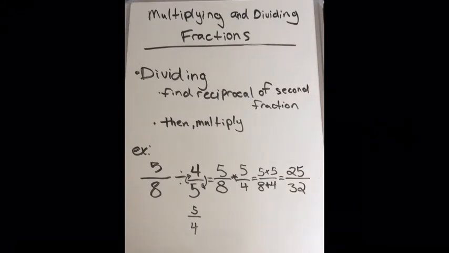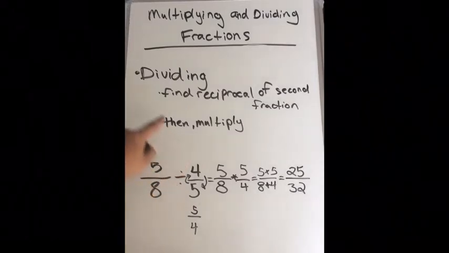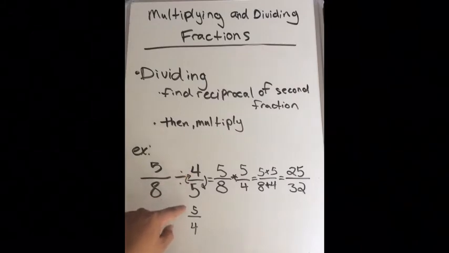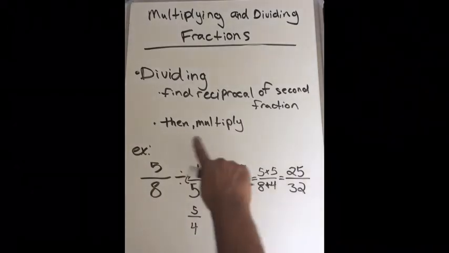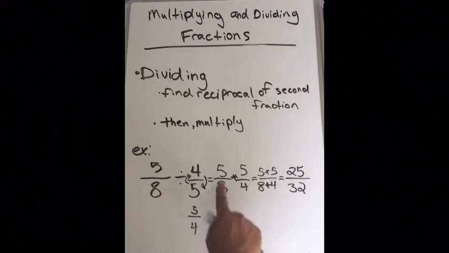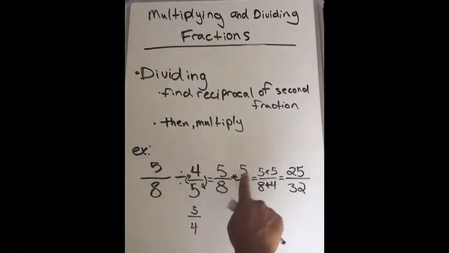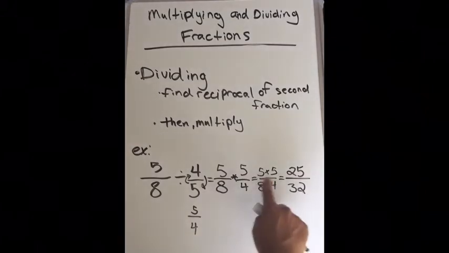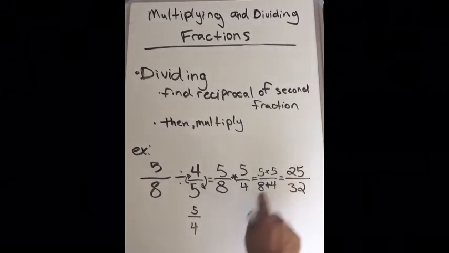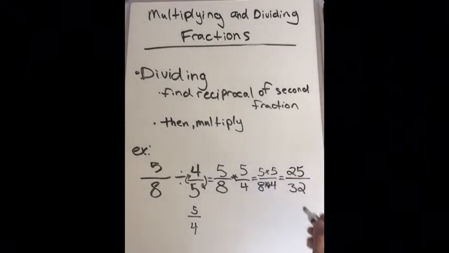Notice how, when doing this example, 5/8 divided by 4/5, we first had to find the reciprocal of the second fraction. So this 4/5 turned into a 5/4. Notice how the denominator went to the top and the numerator went to the bottom. Our next step was to multiply these two fractions. So 5/8 times 5/4, and from what we remember about multiplying fractions, they just go right across. So 5 times 5 is 25, and 8 times 4 is equal to 32.